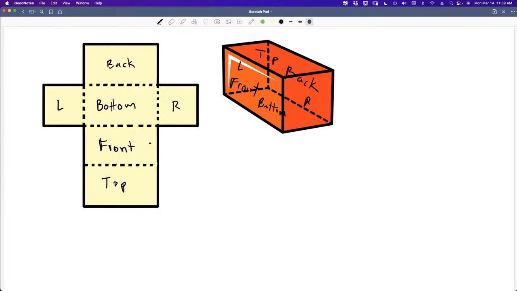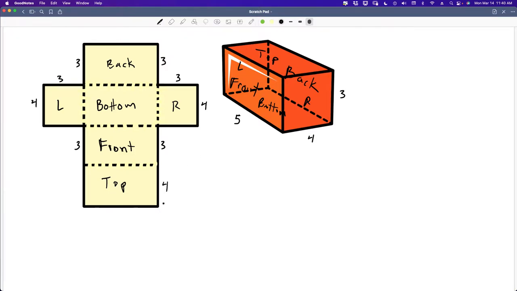So let's work a problem with this net right here. We are going to have a box that is three tall. It is going to be four wide and five long. So that means this end here, this is going to be three, and this is going to be four, which means that this is going to be four, and this is going to be three. Now, if the height is three, then this is three, and this is three, and this is three, and this is three.